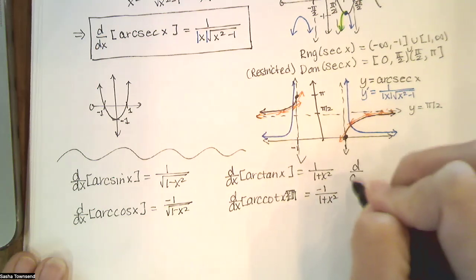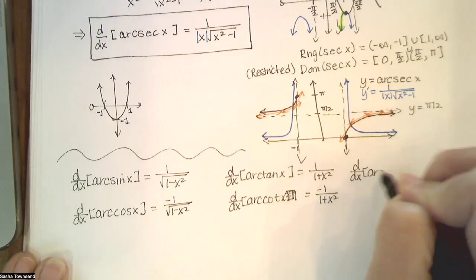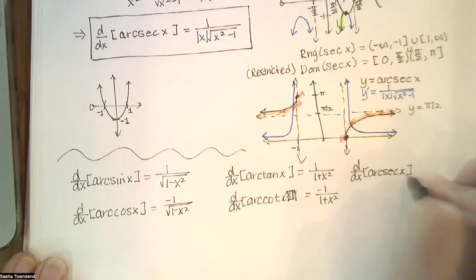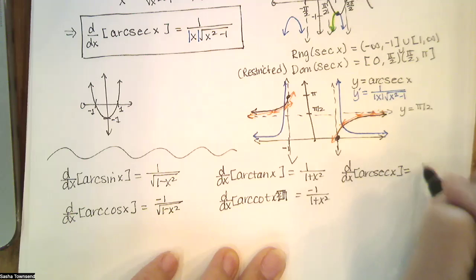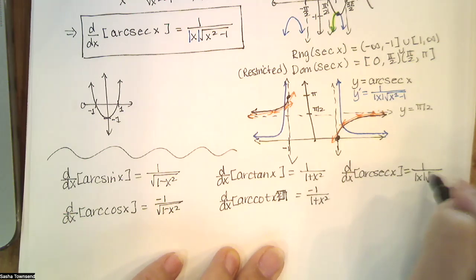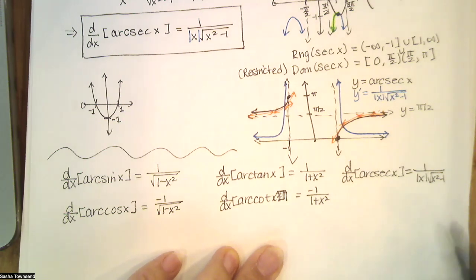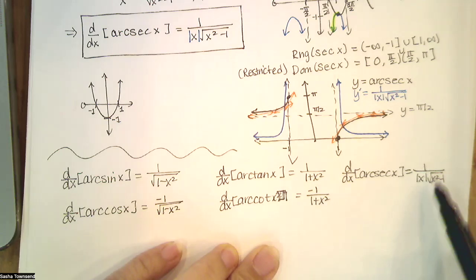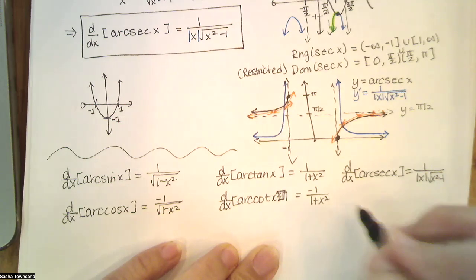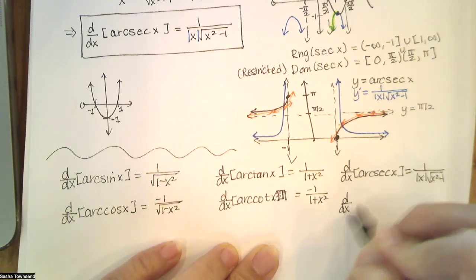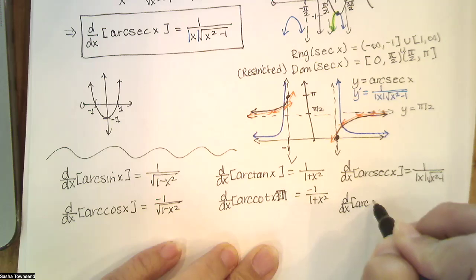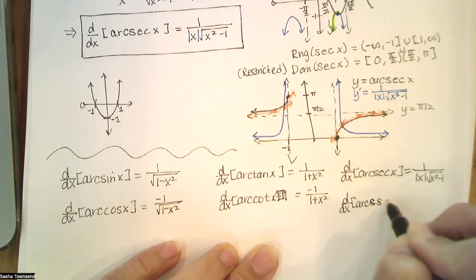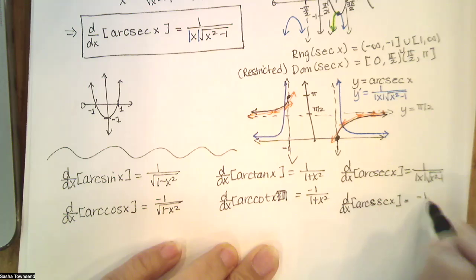And then for arcsecant, there was a little bit of hand waving at the end with that absolute value. But we almost derived this except for the absolute value part. The derivative is 1 over the absolute value of x times the square root of x squared minus 1. And if you do the derivation, you'll find that arccosecant has a -1 in the numerator, but is otherwise the same.